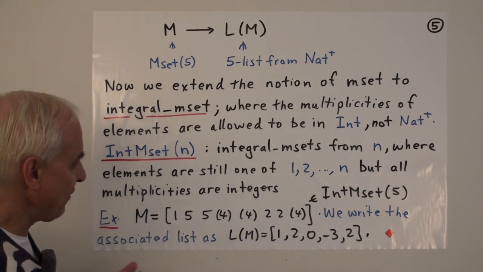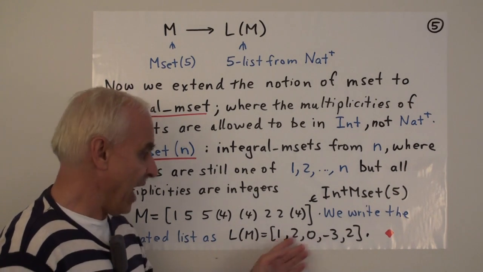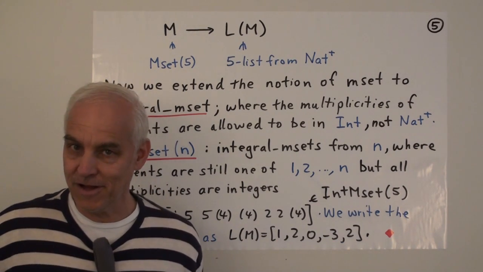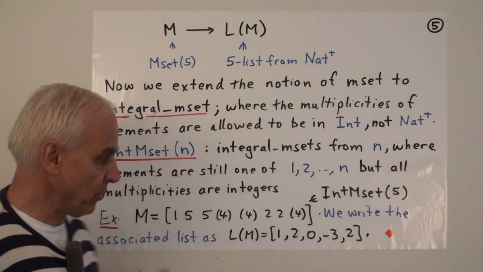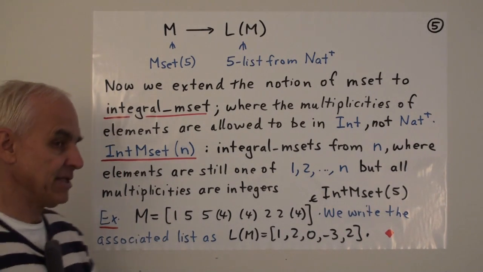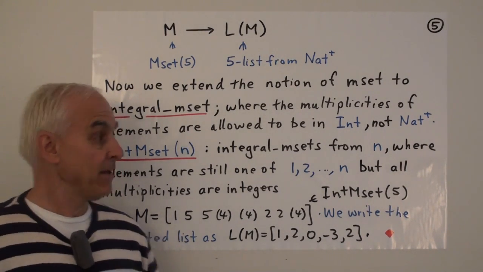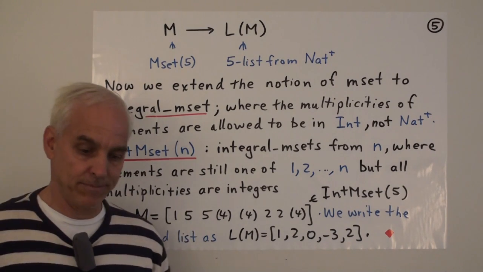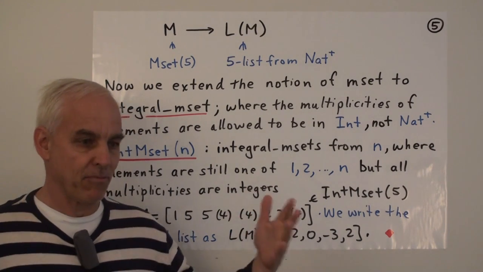So it's just as before, we end up with a list, but now the elements of the list can be integers, not just natural numbers or 0. So we're extending our view to so-called integral Msets. We're broadening our vision.